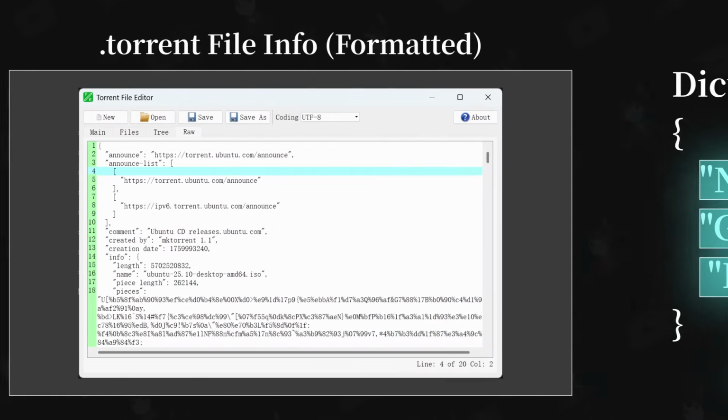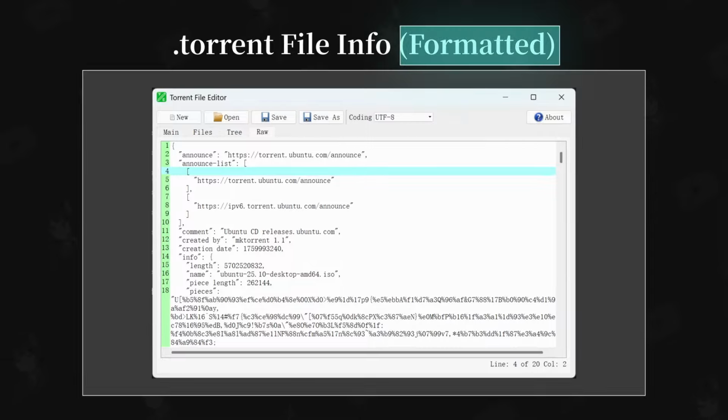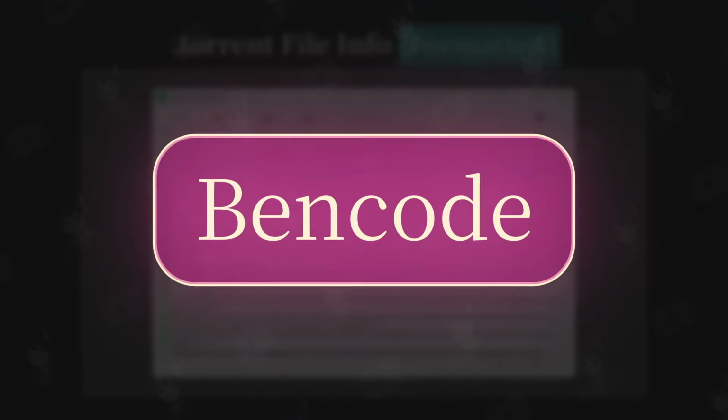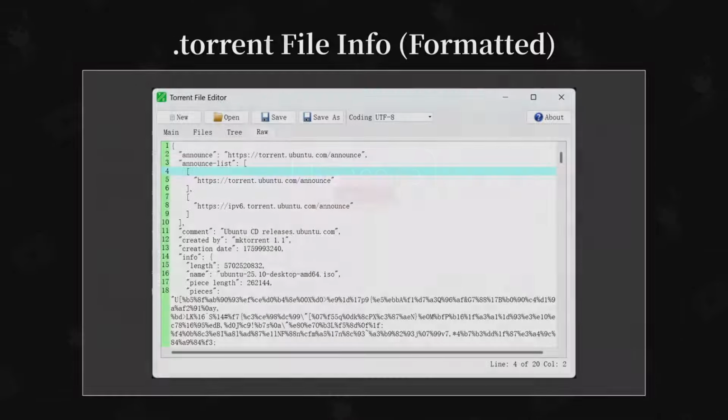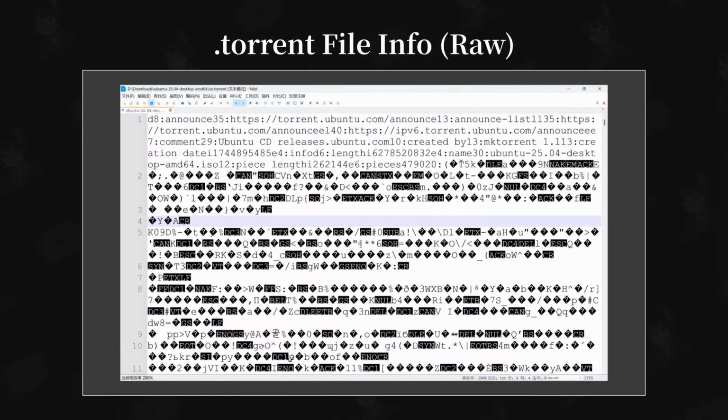You probably heard me say formatted earlier. That's because torrent files use bencode. It's an encoding method designed to better handle data errors. But practically, it's still just a dictionary. If we look at the raw, unformatted information, it looks like this.